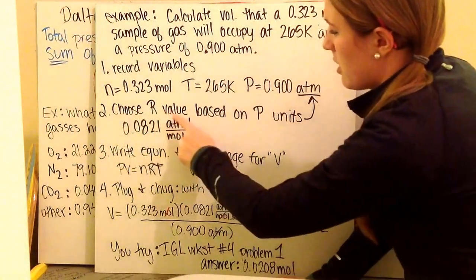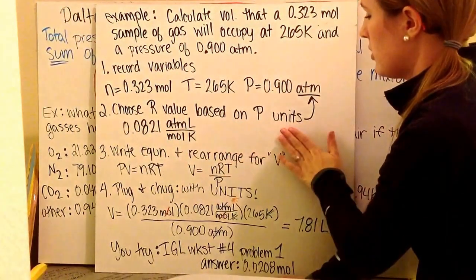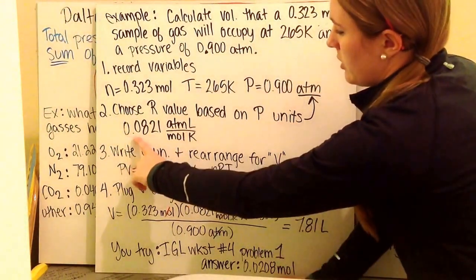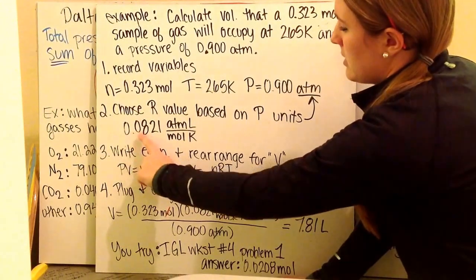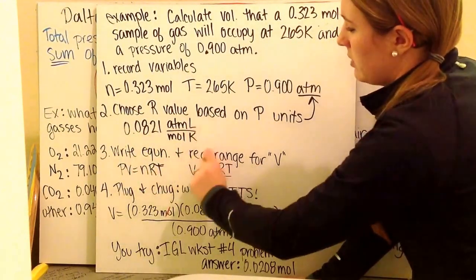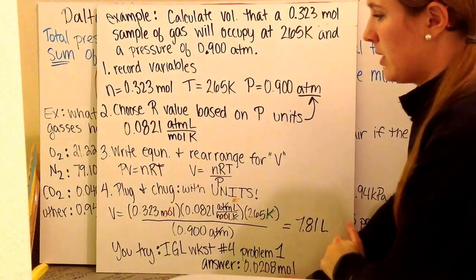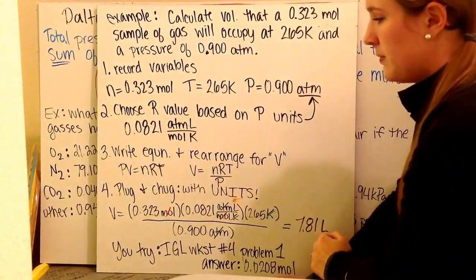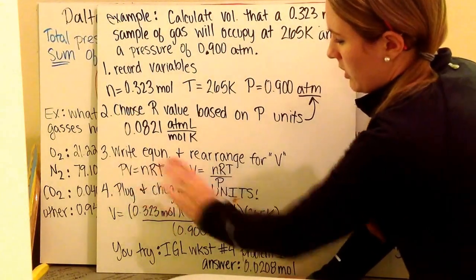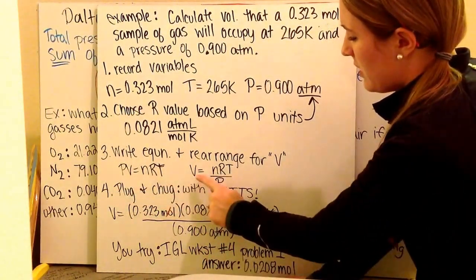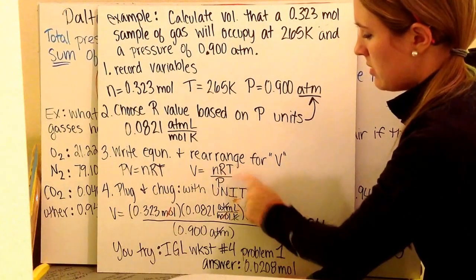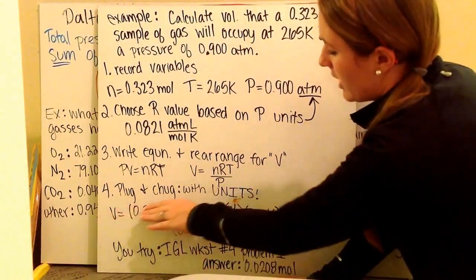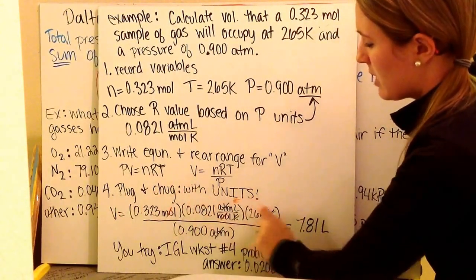Next, we're going to choose an R value based on our pressure units. Our pressure units are atmospheres, so we need to choose to use 0.0821 atmosphere liters per mole Kelvin. Then we'll write out our equation and rearrange for V. So my ideal gas law equation's here. I rearrange for V, so V is nRT divided by P.